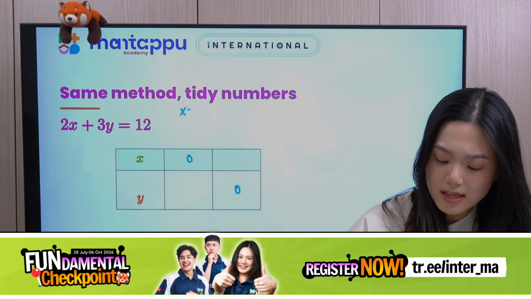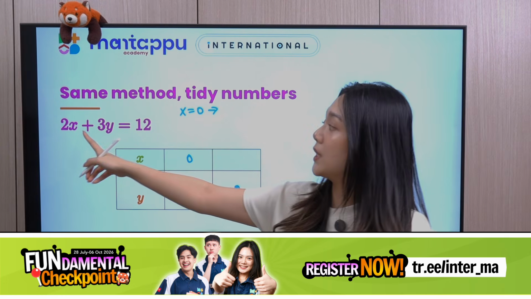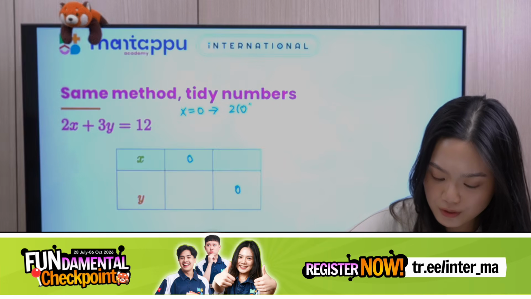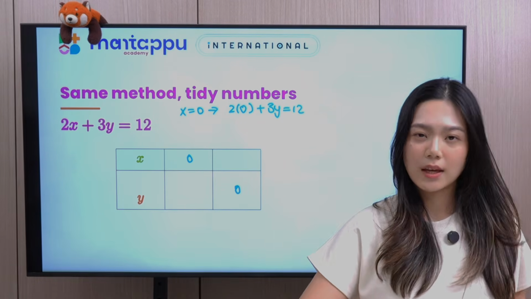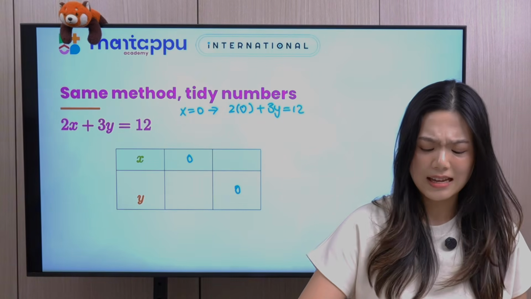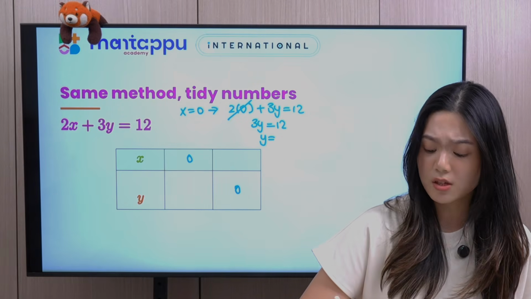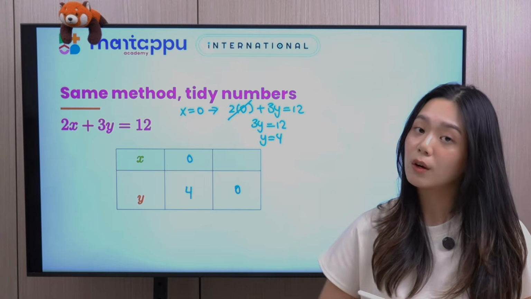See, when x is equals to 0, I can substitute in x into 0, so I will have 2 times 0 plus 3y equals to 12. And 2 times 0 is exactly 0. So 3y is equals to 12 and y will just be 4. So we have 0, 4 in here.